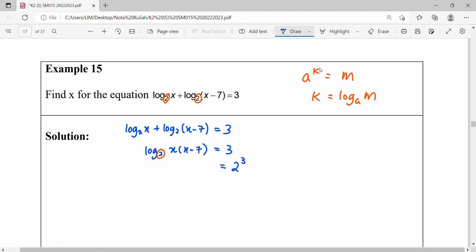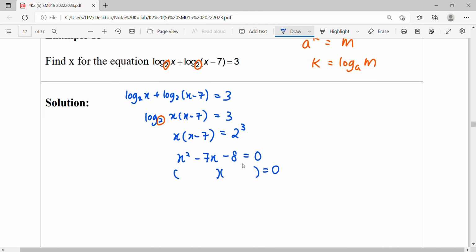So what is remaining here is x times x minus 7. Alright, then we solve this. We find our x here. So here it will be x squared minus 7x, in terms of a quadratic. So this value of 8, I have to move back to the left hand side so that this quadratic is ready to factorize to get the x value.